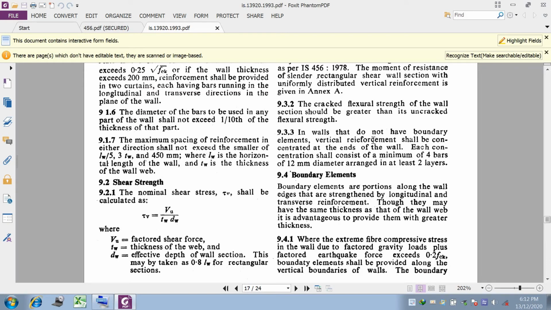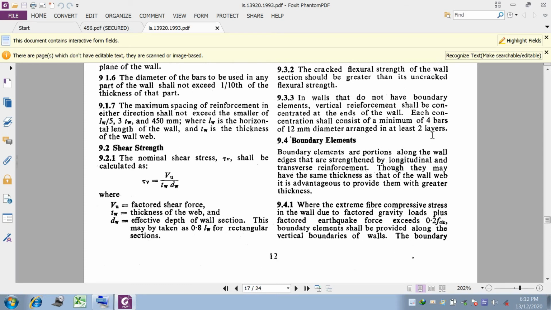Then in walls that do not have a boundary element, the vertical reinforcement shall be concentrated at the ends of the wall, and each concentration shall consist of a minimum of 4 bars of 12 mm diameter arranged in at least 2 layers.